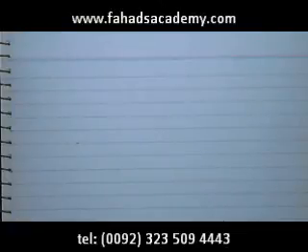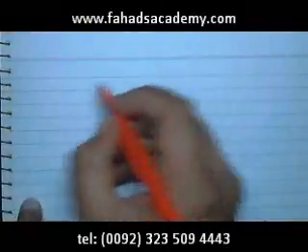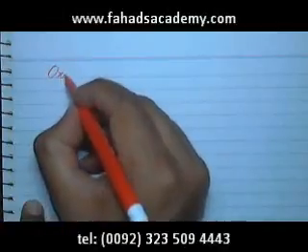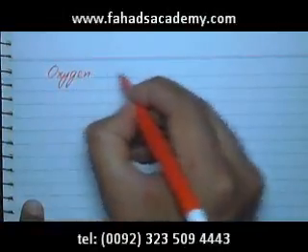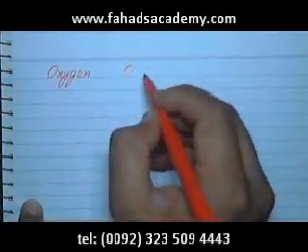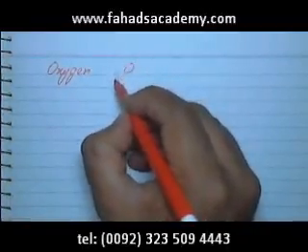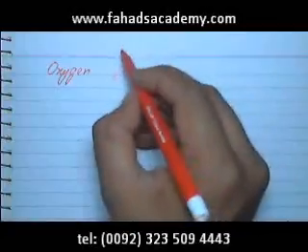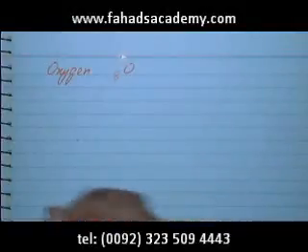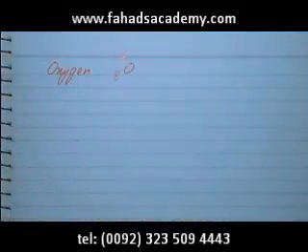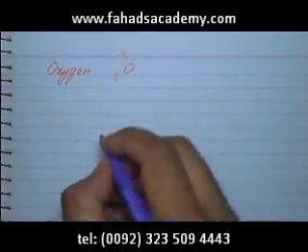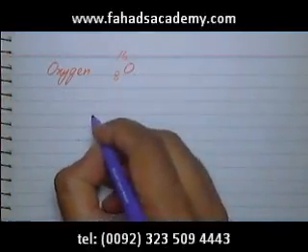Another example that we can do is of oxygen. So you have oxygen, which is represented by O, and oxygen has the proton number 8 and the atomic mass 16, so that means it has a total of 8 electrons. So let's draw an oxygen atom.